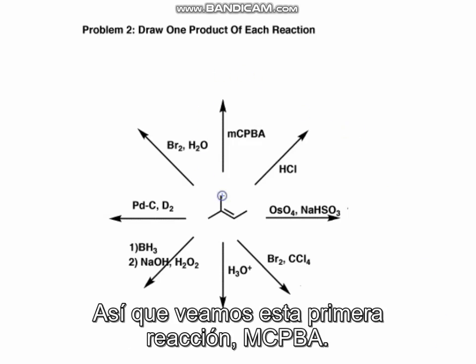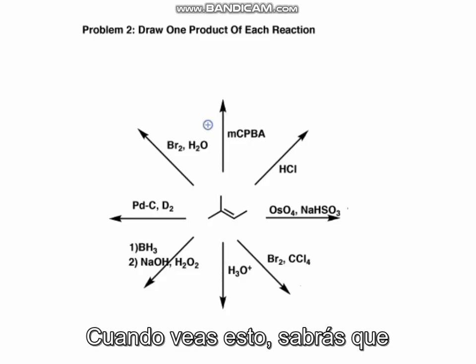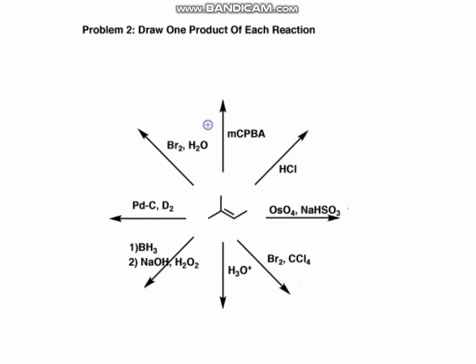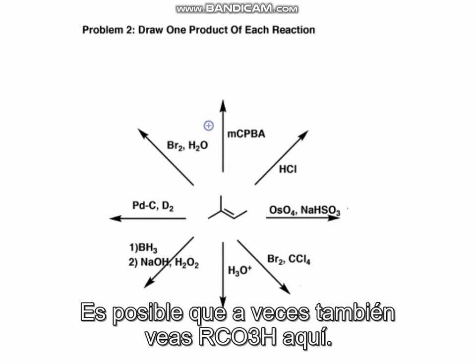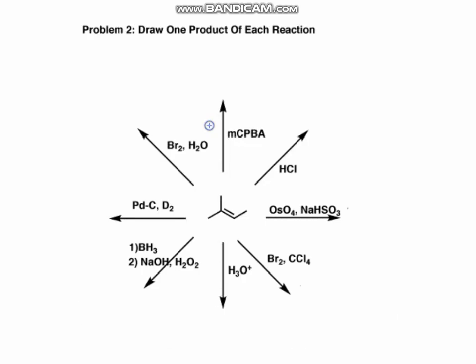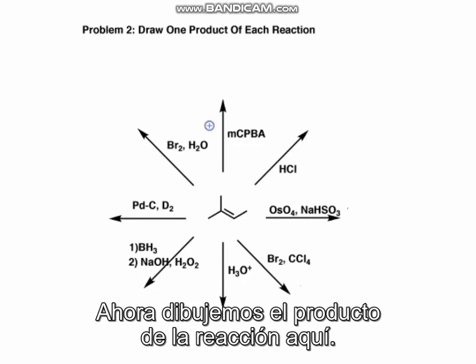So let's look at this first reaction, MCPBA. When you see this, you just have to know that this is an epoxidation reaction. Okay, MCPBA is what's called a peroxy acid. You might also sometimes see RCO3H in here as well. Now this makes an epoxide. So let's actually draw the reaction product here.